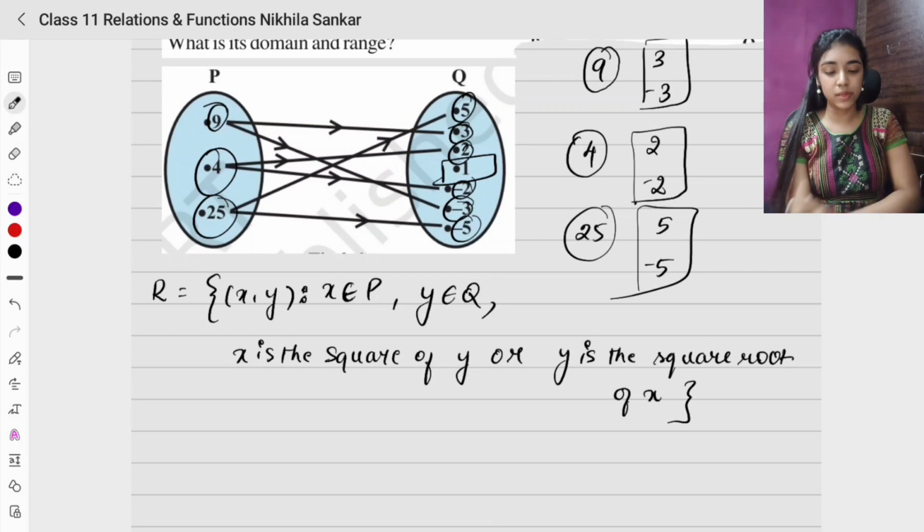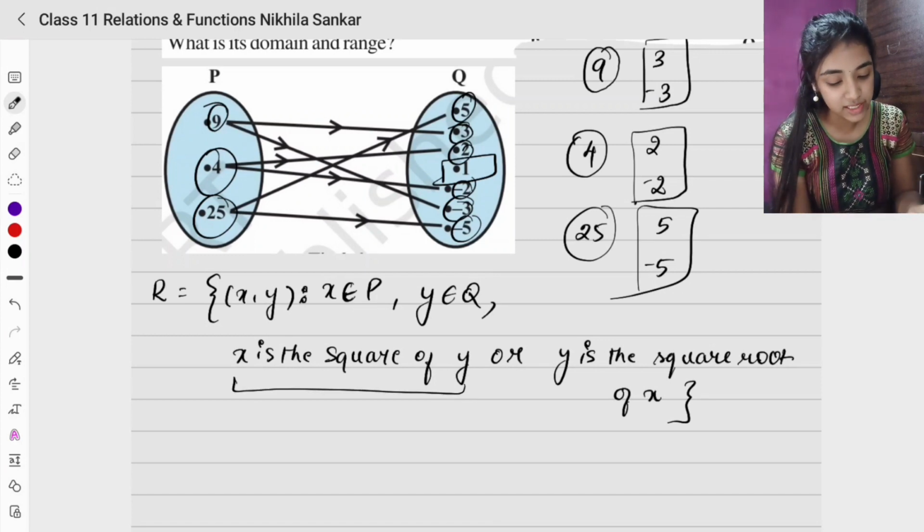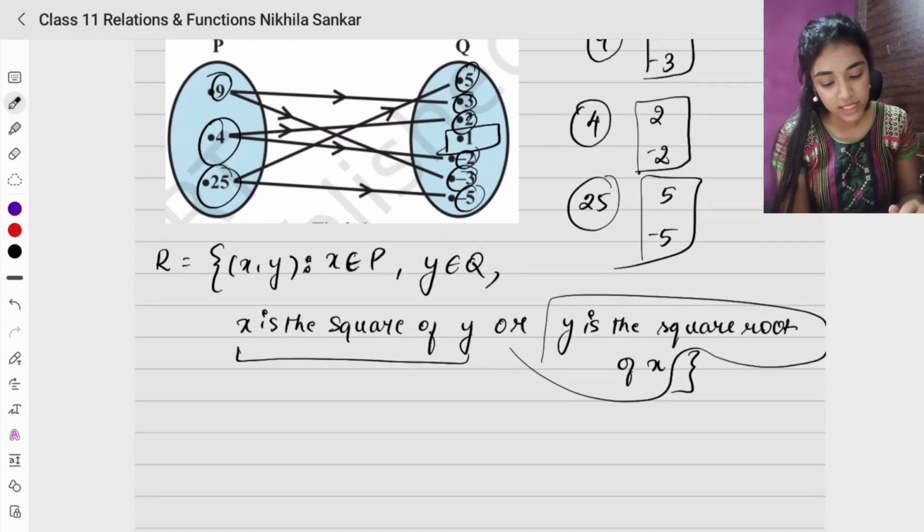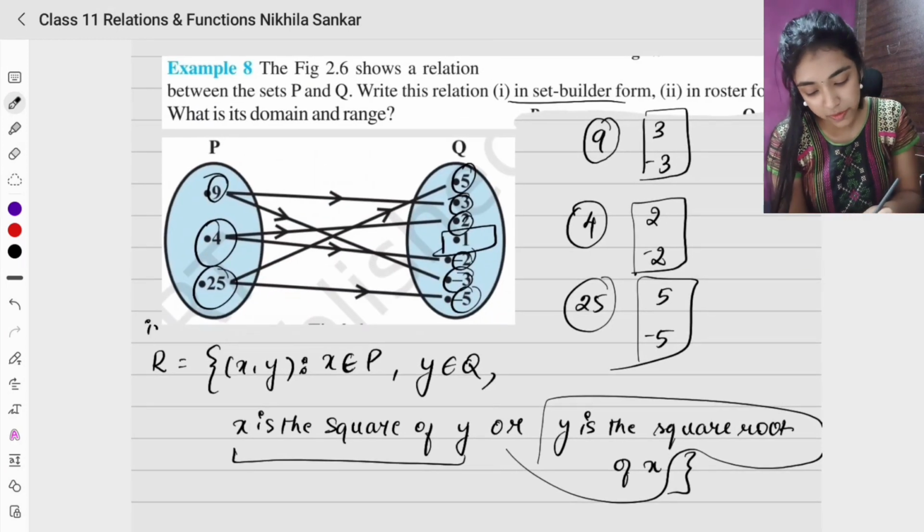So this is your set builder form. Write any one of these, or you can write this. Okay, so you have two ways of writing this. This is the set builder form. So this is my first subsection.